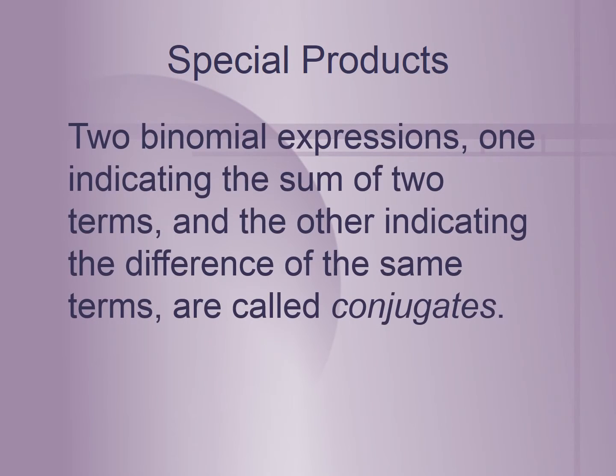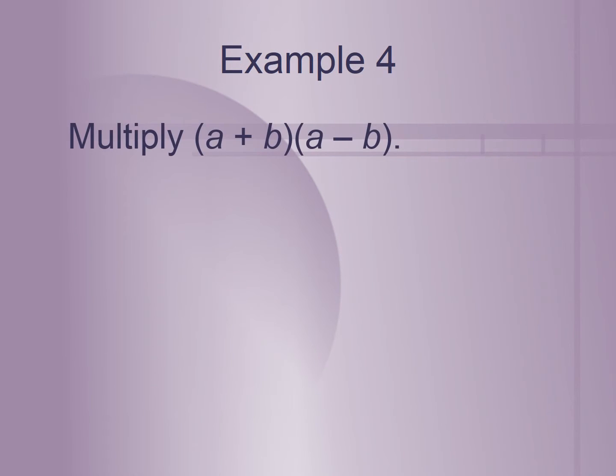All right, so two binomial expressions, one indicating the sum and the other indicating the difference, we call those conjugates. So the terms are the same in the binomial expressions. The only thing that's different is that one is adding and one is subtracting. We call those conjugates. So if you're going to multiply conjugates together, this is what it would look like. Here's an example, a plus b times a minus b. The terms are the same. We have a and b. The only thing that's different is that one is a sum and one's a difference.